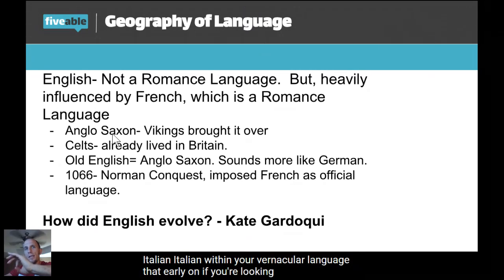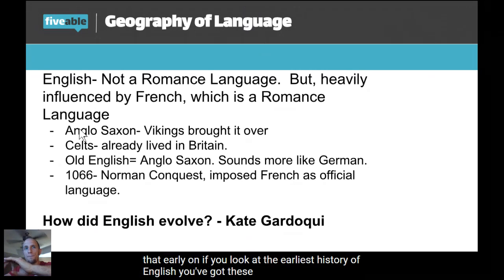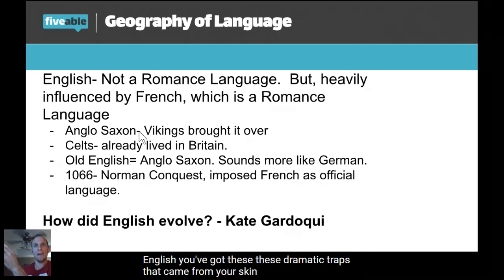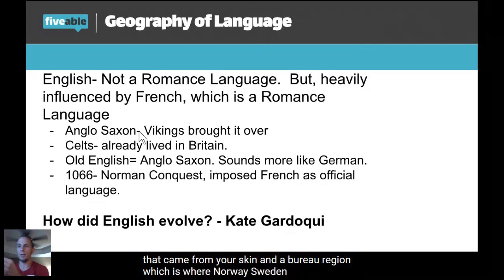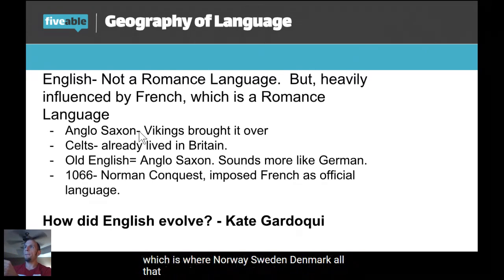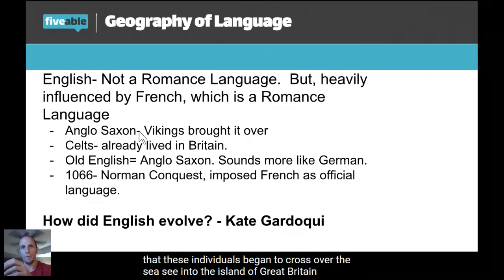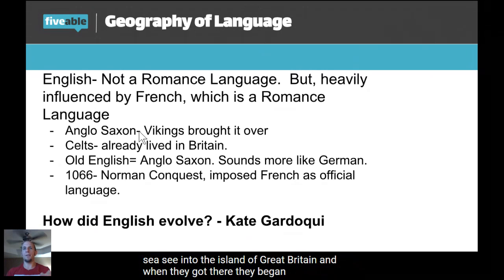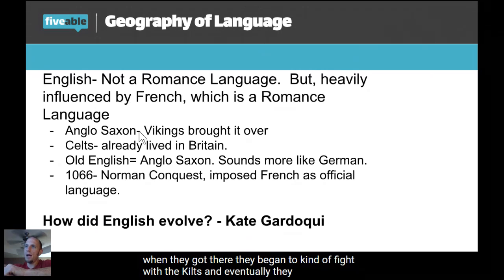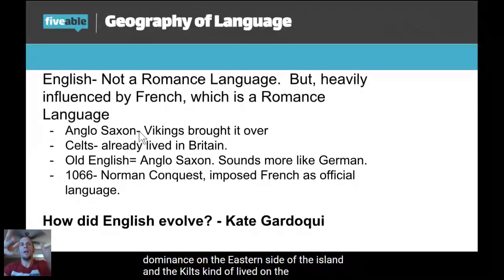Early on, if you look at the earliest history of English, you've got these Germanic tribes that came from your Scandinavia region, which is where Norway, Sweden, Denmark, all that. These individuals began to cross over the sea into the island of Great Britain. And when they got there, they began to fight with the Celts, and eventually they established a dominance on the eastern side of the island, and the Celts lived on the western side.